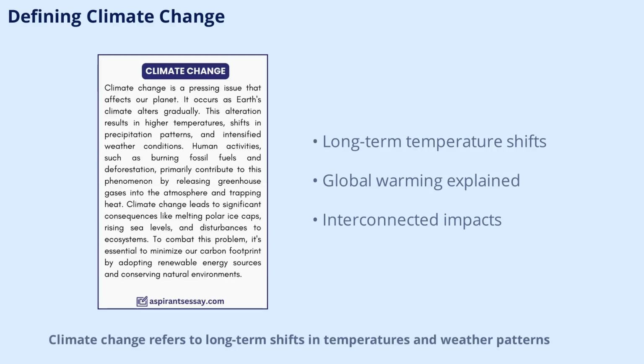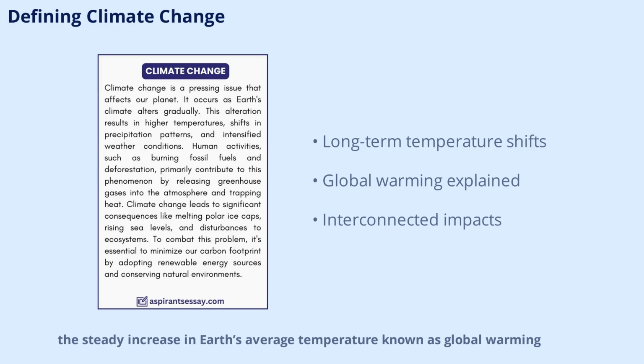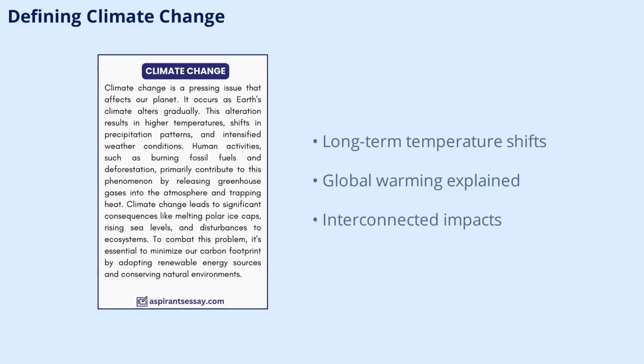Climate change refers to long-term shifts in temperatures and weather patterns, mainly caused by natural processes and, increasingly, by human activities. Scientists use the term global climate to describe the average climate conditions around the world. When we talk about global climate change, we're referring to patterns of change that happen over many years. One of the most important trends is the steady increase in Earth's average temperature, known as global warming. This warming triggers other changes, such as stronger storms, melting glaciers, and loss of wildlife habitats. All these changes are interconnected, affecting air, water, and land.